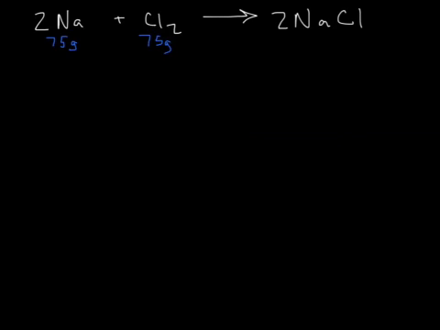So you can see right here, I have 2 moles of sodium. They react with chlorine to produce 2 moles of sodium chloride. So there's our balanced reaction. Pretty simple, pretty quick, pretty easy. Now, remember from the word equation, we have 75 grams of sodium and 75 grams of chlorine. Which one is our limiting reactant?